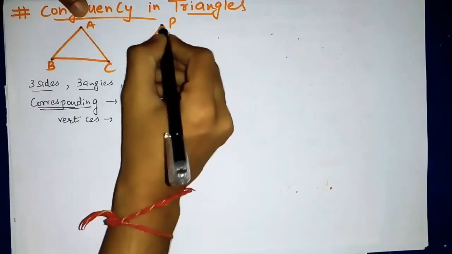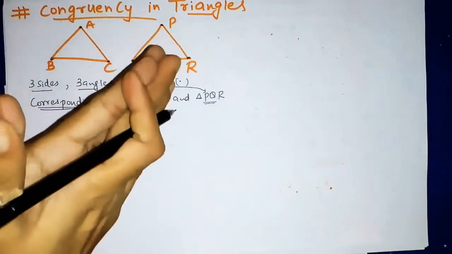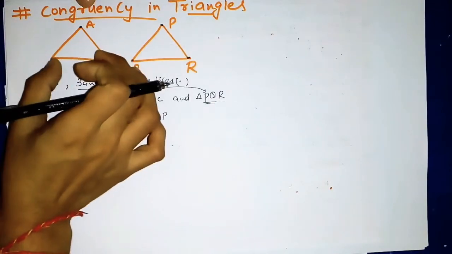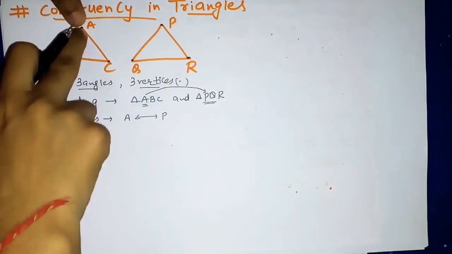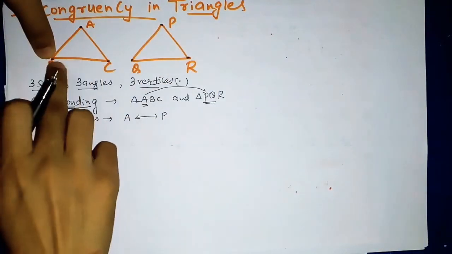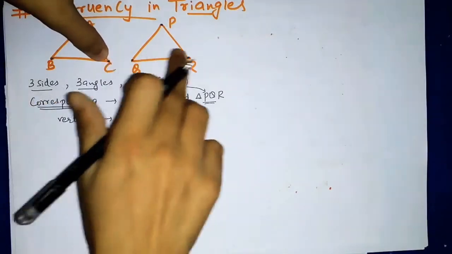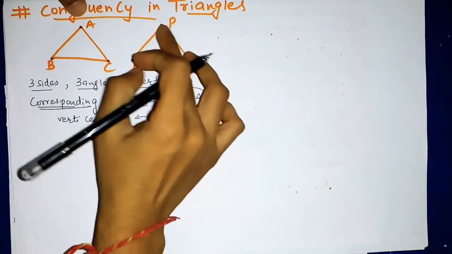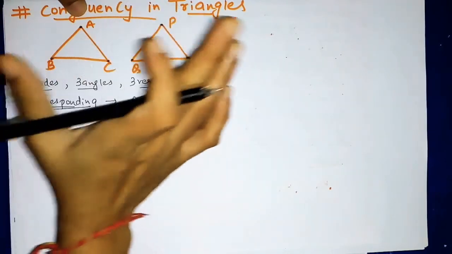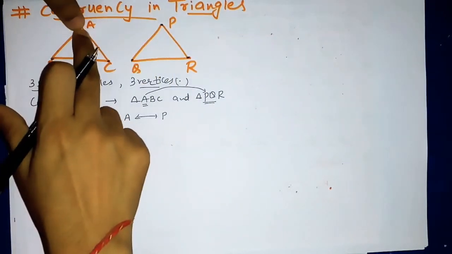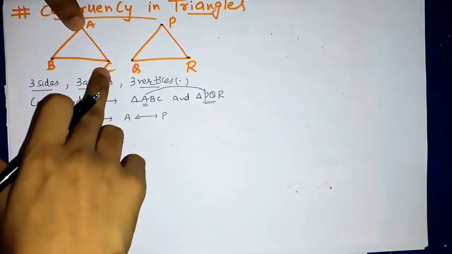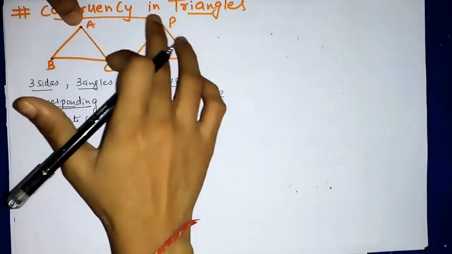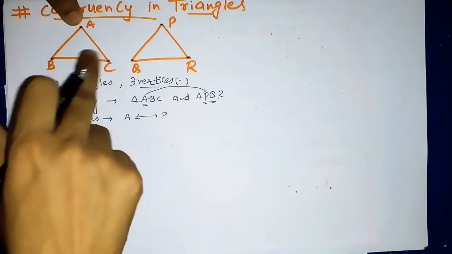A and P. If we cut out these two triangles and overlap them, if I keep one exactly over the other, then point P will come over point A, point Q will come over B and point C will overlap with point R. So this is the meaning of corresponding: in correspondence with A, P will come, with B, Q will come and with C, R will come.